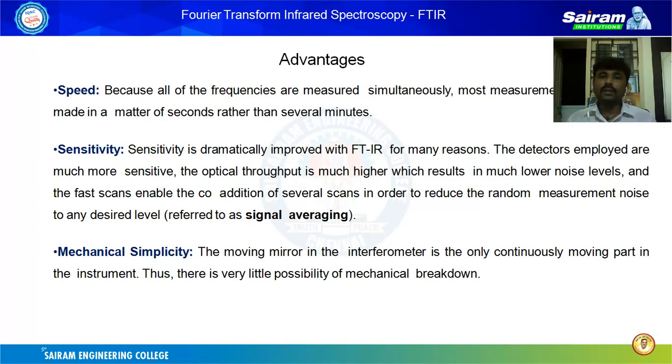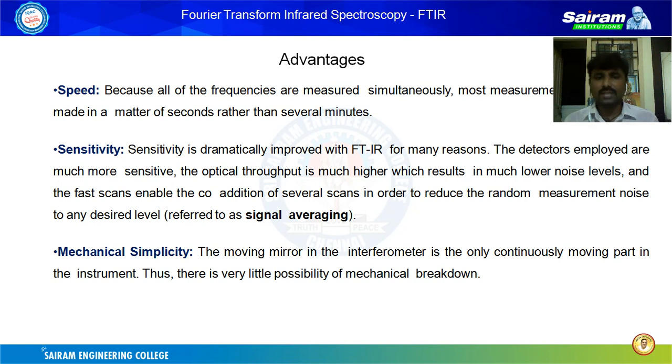There are some advantages of FTIR: speed, sensitivity, and mechanical simplicity. In the case of speed, as I said earlier, because all of the frequencies are measured simultaneously, most measurements are made in a matter of seconds rather than several minutes. So it works faster than a dispersive IR spectrophotometer.